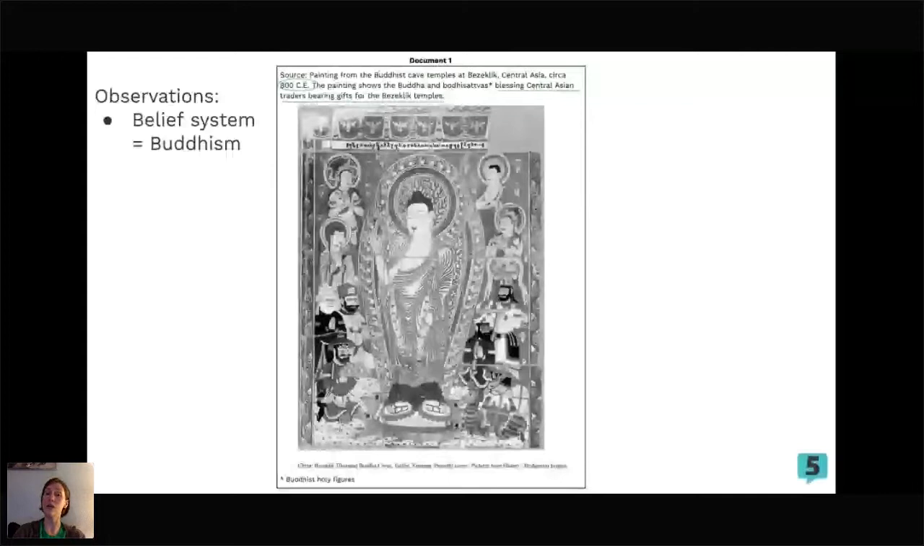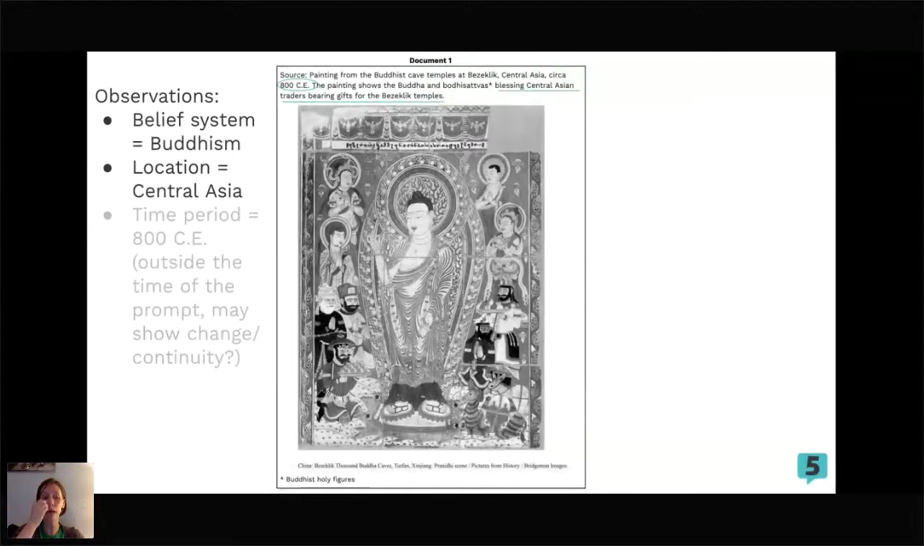This painting itself is from Central Asia, and the humans depicted in the painting are depicted as Central Asian merchants or traders themselves, coming to receive their blessing from the Buddha. So that's putting us at a location geographically. We've got a context belief system-wise.